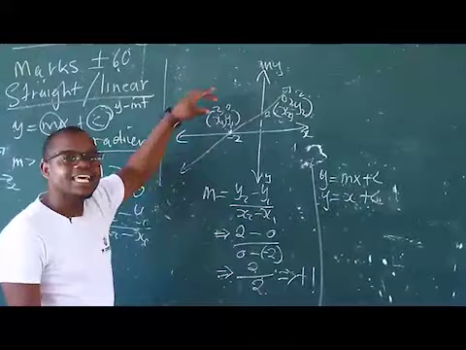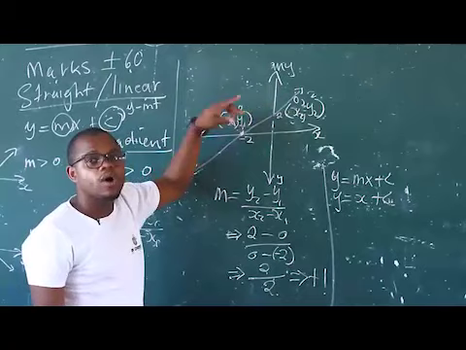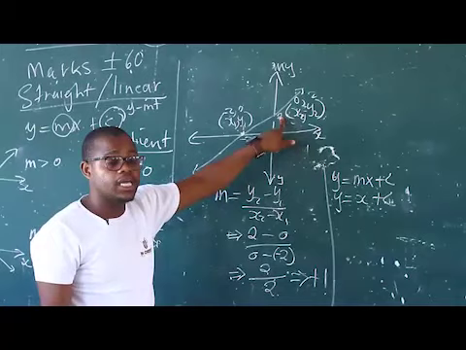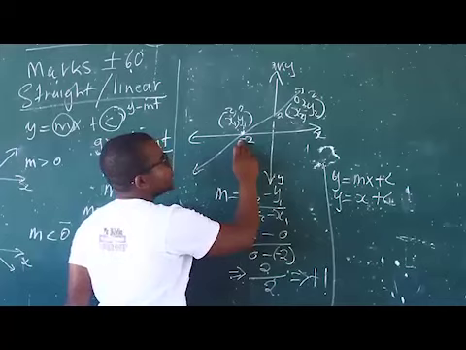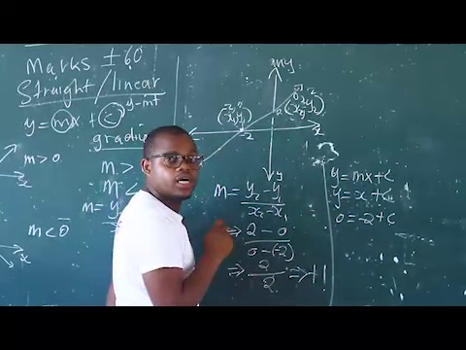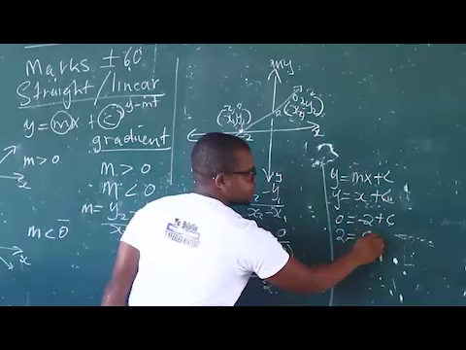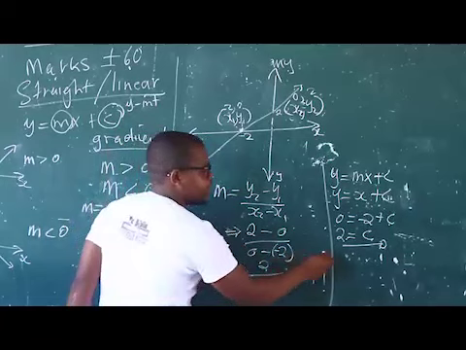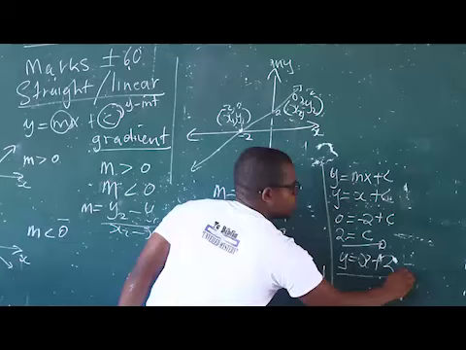You won't go wrong whichever point you use; you get the same answer. For example, take this point: y is 0, so 0 is equal to x, which is -2, plus c. Therefore c must change sign and become positive, so 2 is equal to c. Now I can write the full equation: y is equal to x plus 2. If you use this equation, it can't go wrong.